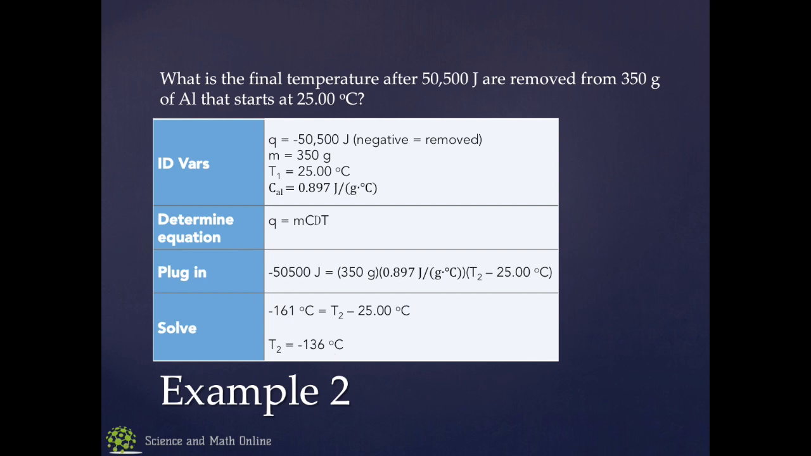All right, so that is the basics of using Q equals mc delta T and the basics of heat. In the next lesson, we'll look into what is called calorimetry, where we're going to take this basic idea of calculating heat and take it up to the next level.